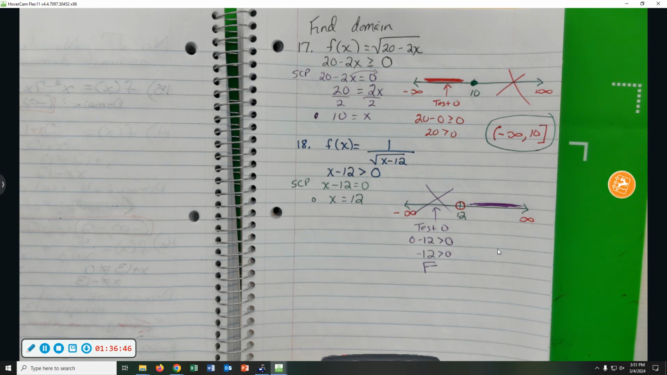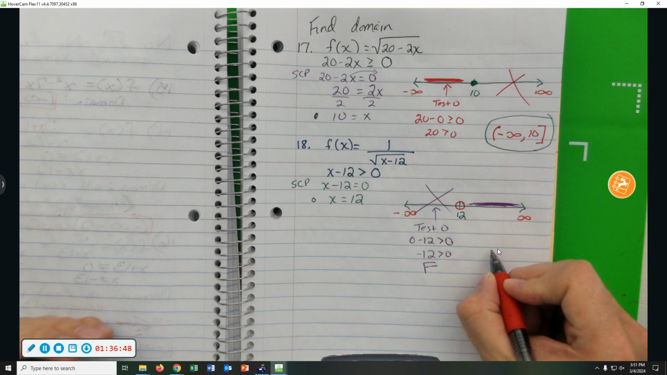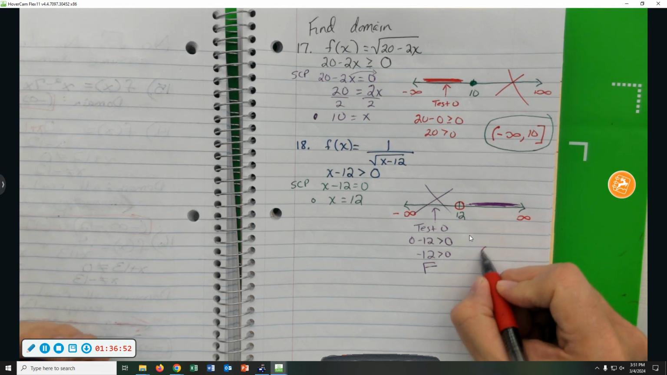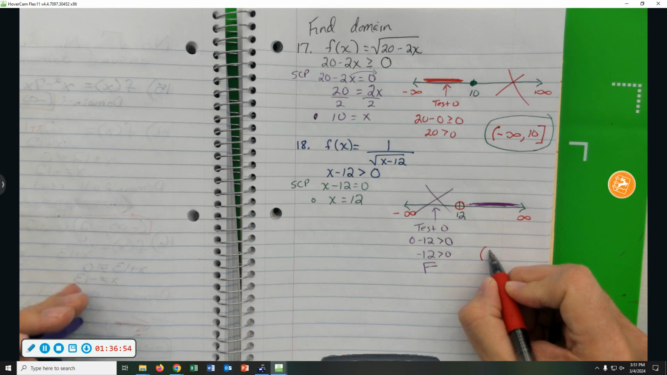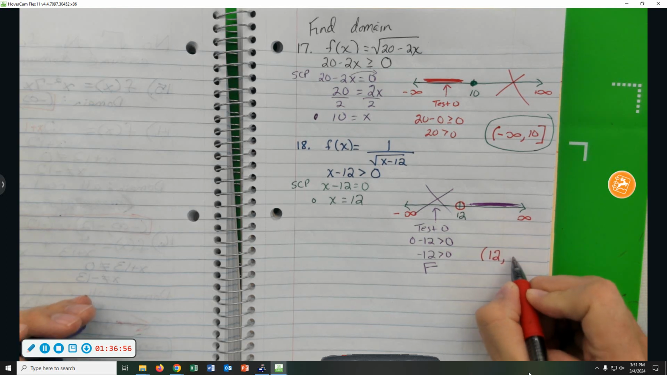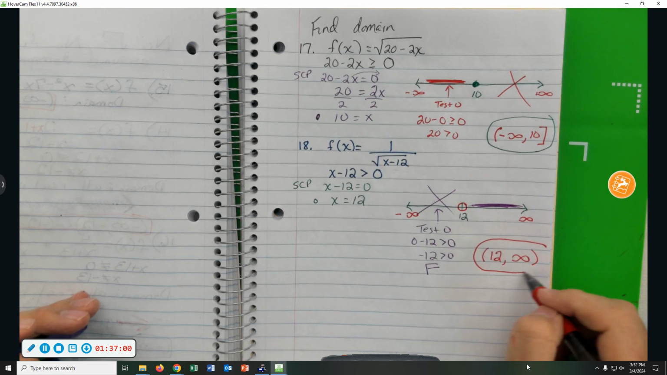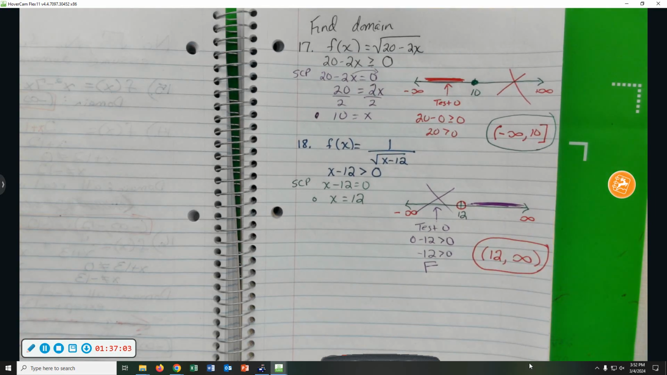So what are we going to type in as the answer? Call it out as if I were typing it in. Parenthesis, 12, positive infinity. Okay. Any questions on our logic there?